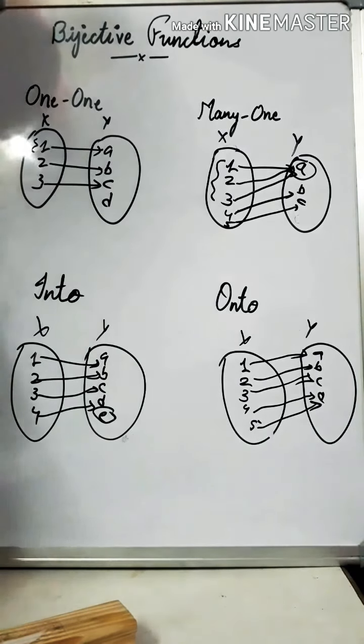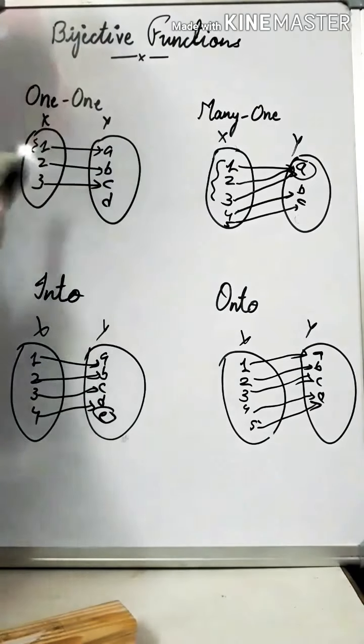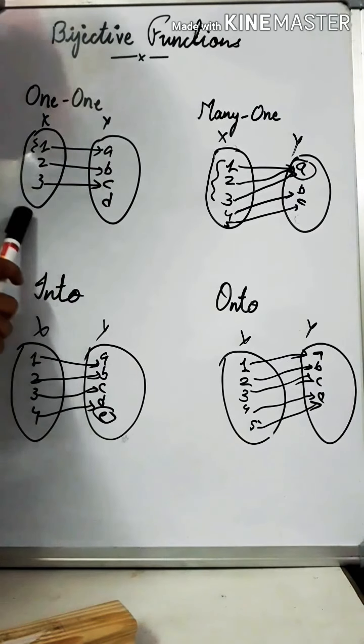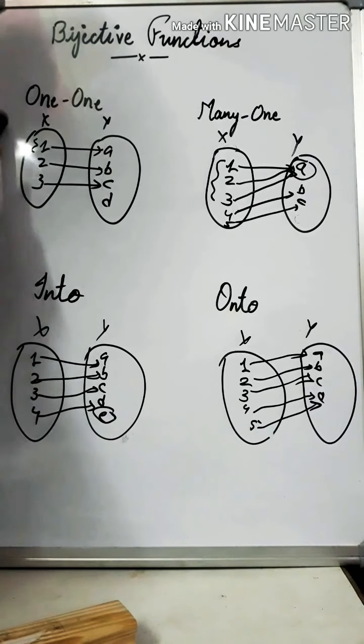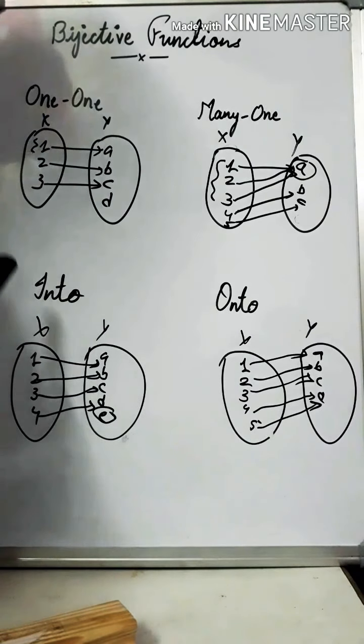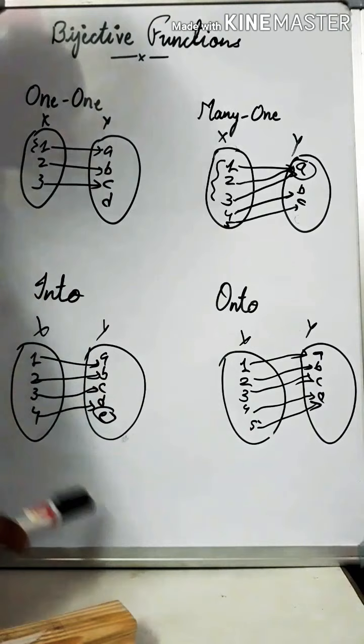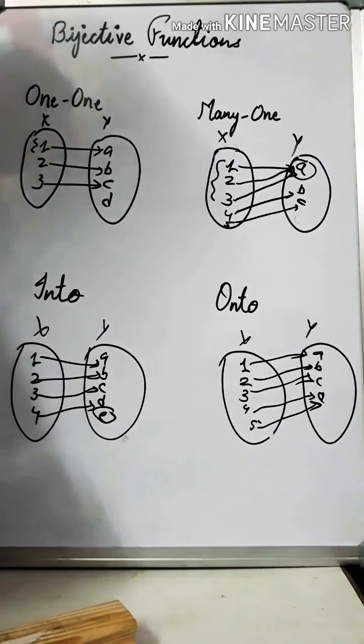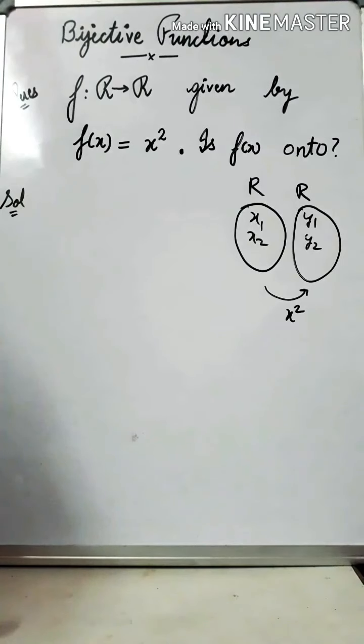So your focus in one-one and many-one functions is only on the domain. Keep this in mind, this is very important. Just in one-one and many-one functions, you just have to look at the domain, and in into and onto functions, you just have to look at the codomain and see the mapping carefully. This is all about one-one, many-one, into and onto functions.